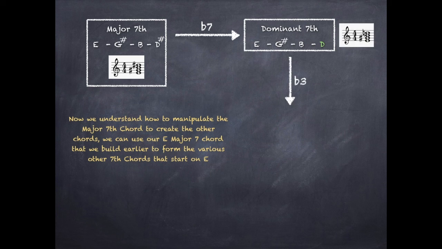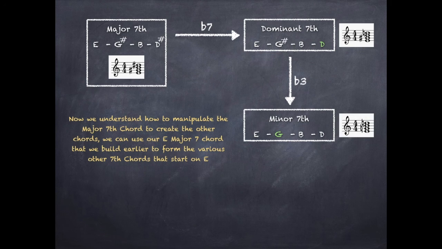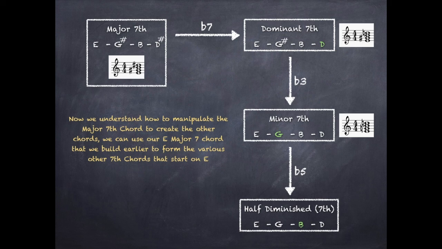If we flatten the third of our dominant seventh chord, which is G sharp, it becomes G, and they're the notes in our E minor seventh chord. If we flatten the fifth note of our minor seventh chord, which is the B, it becomes B flat, and they're the notes in our E half diminished seventh chord.